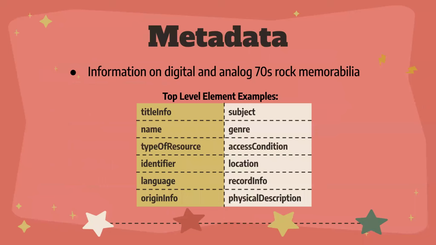The metadata encompasses information on digital music-related materials as well as our analog collection of 70s rock memorabilia. We included details such as titles, authors, composers, release dates, and formats for the CDs, LPs, DVDs, audio biographies, graphic novels, music videos, and sheet music used. On the chart, we have provided examples of top-level elements such as the genre, language, and identifier, which we have used to describe and catalog our collection.